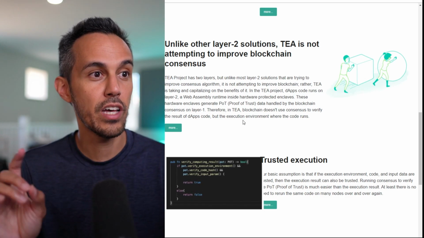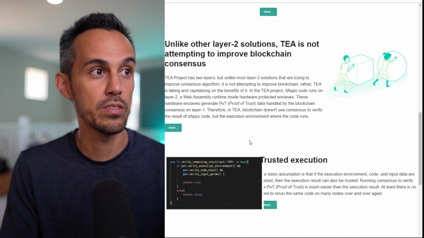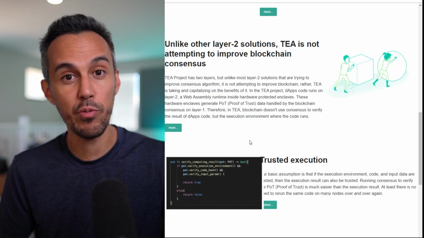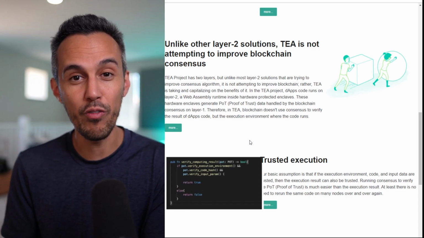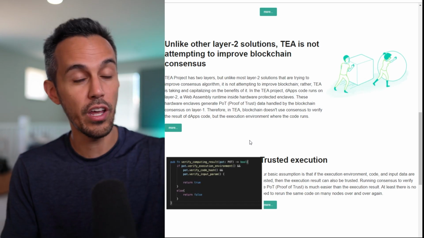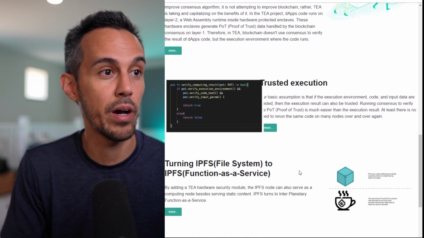T blockchain does not use consensus to verify the results of dApp code, but the execution environment where the code runs. So again, I'm not going to go over all these details. You can check out their website. Again, it's very involved, very technical, but I do think that if you're interested in this project, you should definitely at least know at a high level what this project is about.